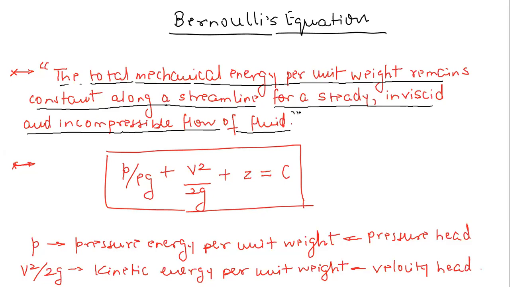It simply states that if you take a streamline, and take two points, let's say point 1 and point 2 on that streamline, and you calculate the mechanical energy at point 1 and again at point 2, you will find that the mechanical energy at both points is equal. They are the same. So if we move along a streamline, the mechanical energy is going to remain constant.